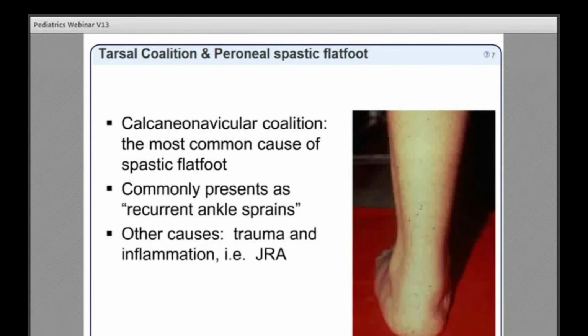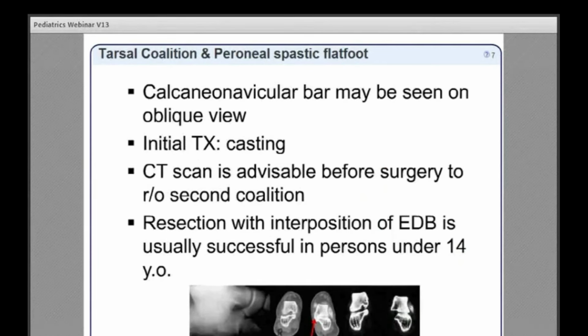First of all, calcaneo-navicular coalitions are the most common cause of spastic flat feet, or pes planus. Commonly, they present as recurrent ankle sprains, as seen in this question, and other causes may include trauma or inflammatory disorders, such as JRA. A calcaneo-navicular bar may be seen on the oblique view, as we saw in the radiographs in this question. The initial treatment is always going to be casting or some form of conservative measure.